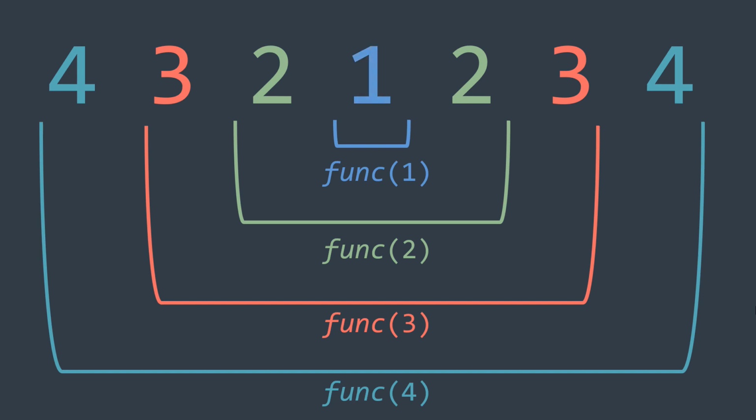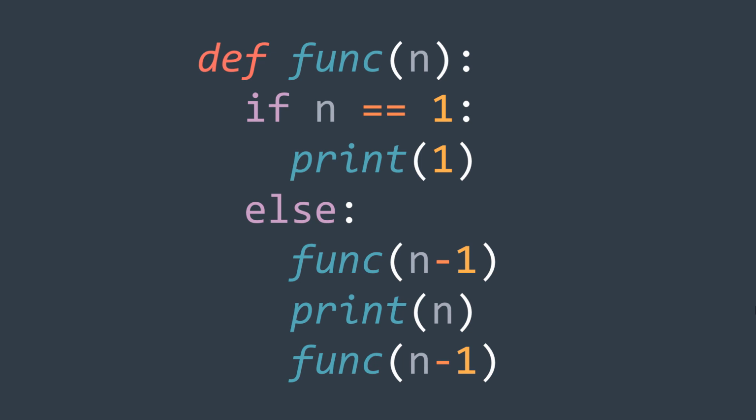Another example now, we have this recursive function that looks like the previous one, but this one calls itself with n-1, then prints n, then calls itself again with n-1. Here again, pause the video and try to guess the output with n equal to 4.